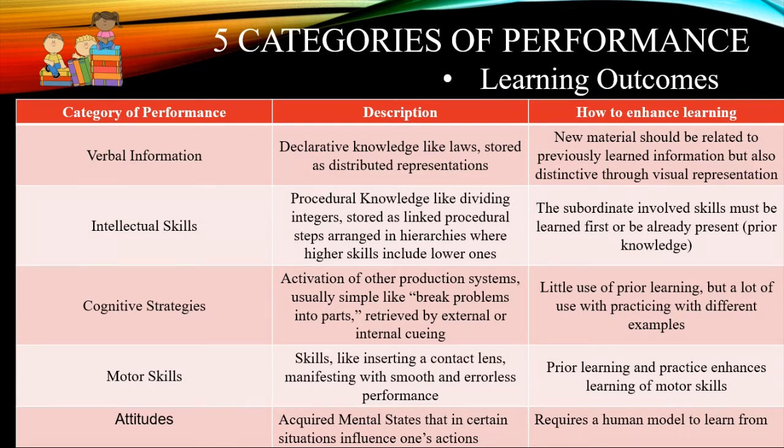Next is the cognitive strategies, the ability of breaking problems down into smaller components to be analyzed or solved, and then returning to solve the overall problem with this new information. The next area is motor skills. These are physical actions, such as inserting contact lenses, skiing, dancing, or writing. Prior learning, and especially practice, will help improve this ability.